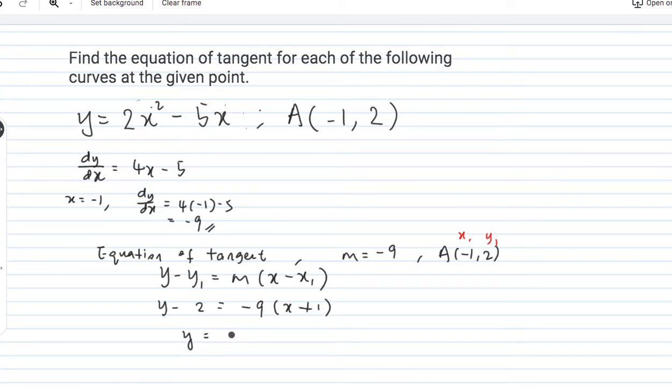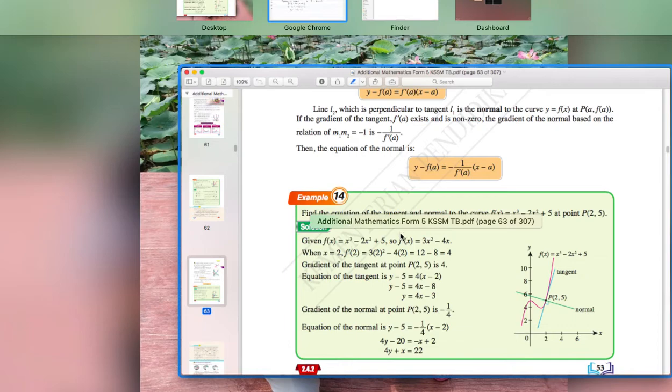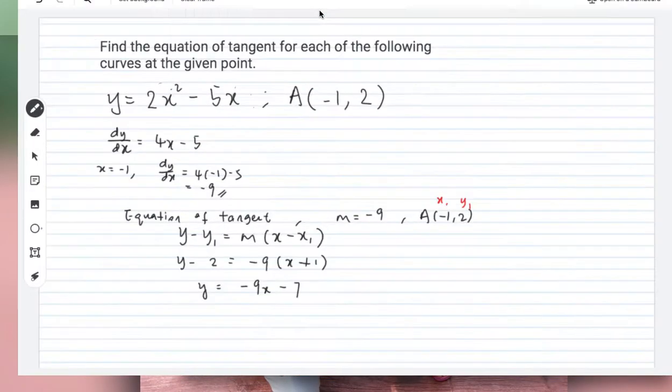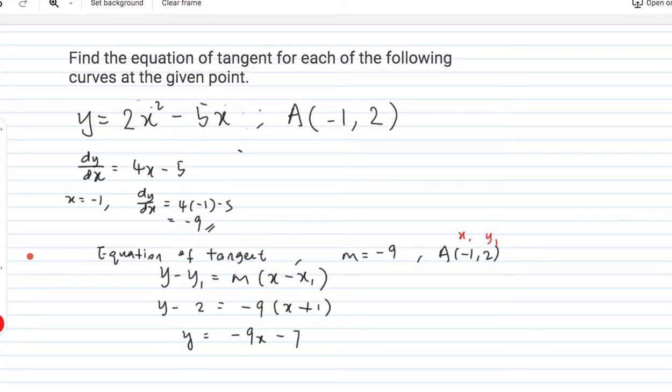Okay, -9x minus 9 plus 2, minus 7. Okay, so this is like example 4. Find the equation of tangent and normal to this curve. Okay, so find the equation. We found it already. Okay, then if I want to find the equation of tangent, done.